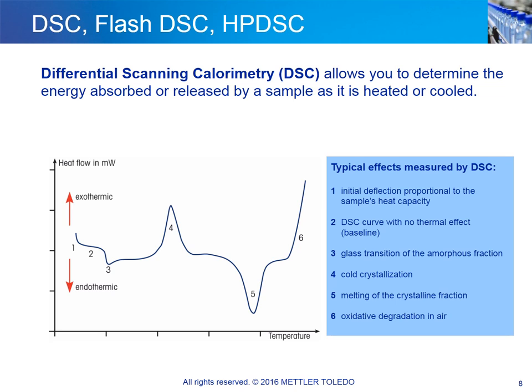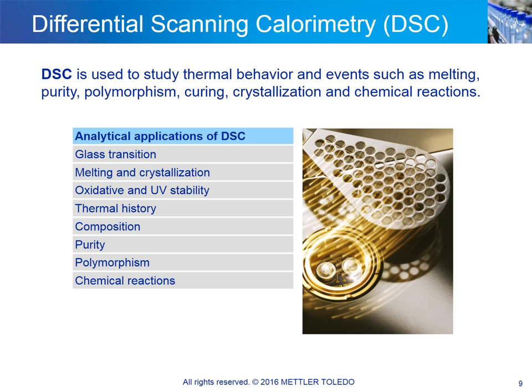This demonstrates the large amount of information that can be gained by DSC in one simple test with small amounts of material and easy sample preparation. DSC is used to study thermal behavior and events such as melting or chemical reactions. Most of these effects are related to enthalpy changes initiated by increasing or decreasing temperature.